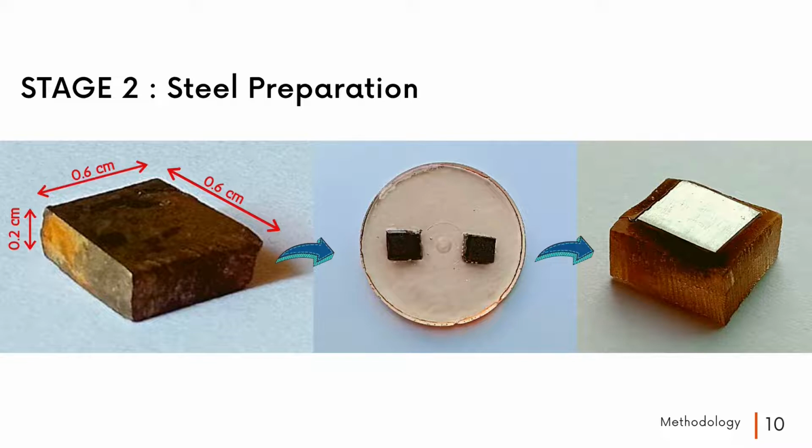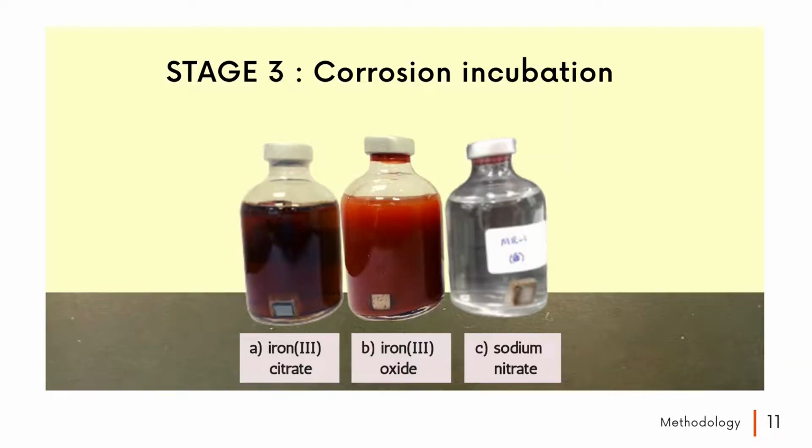The steel coupons were first prepared into square coupons before being mounted in epoxy resin and allowed to cure within 24 hours. Prior to the microbial corrosion experiment, those steel coupons were polished using abrasive sandpaper until a mirror surface was obtained. Finally, in stage 3, the experiments were conducted in serum bottles where oxygen had been depleted. Both Shigella MR-1 seed culture and polished steel coupon were incubated in the test solution amended with either iron citrate, iron oxide, or sodium nitrate as electron acceptor.